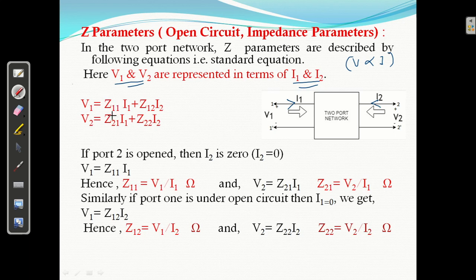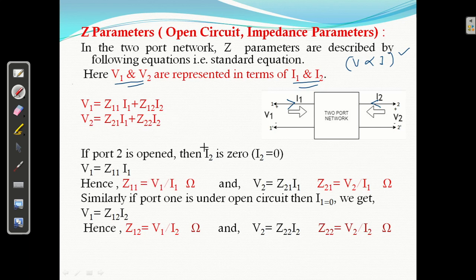V1 and I2 is called Z12, V2 and I1 is Z21, V2 and I2 is Z22. So you can write the Z parameter equations: V1 is Z11 I1 plus Z12 I2, V2 equal to Z21 I1 plus Z22 I2. Please remember, V is a function of I.